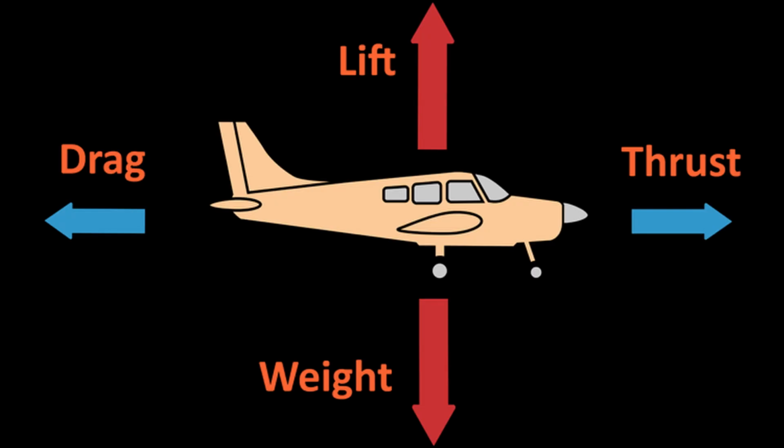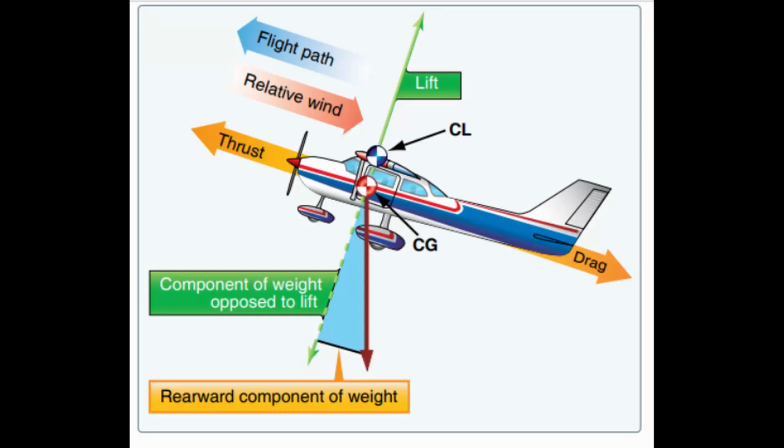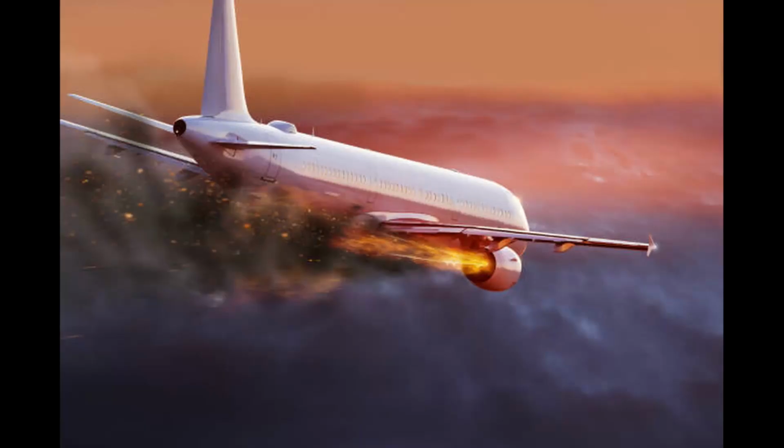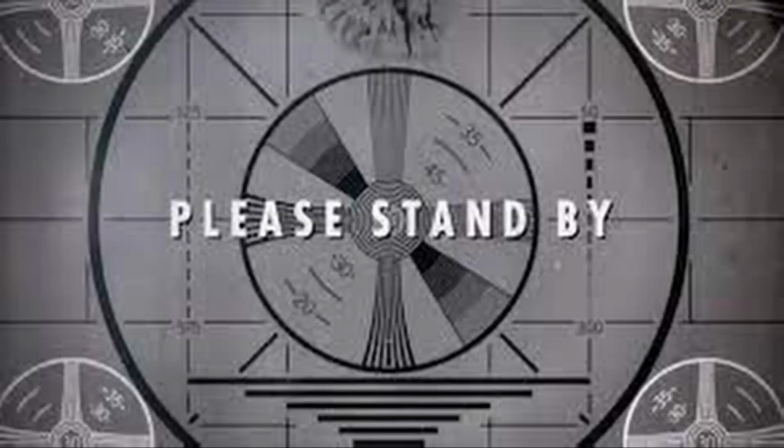The 4 forces of flight are lift, weight, thrust, and drag. Weight's the easiest to understand. It always goes to the center of the Earth. Weight can also be referred to as a forward component or rearward component, depending if the airplane is climbing or descending. Lift, on the other hand, always acts perpendicular to the relative wind, which we'll get to in a second.